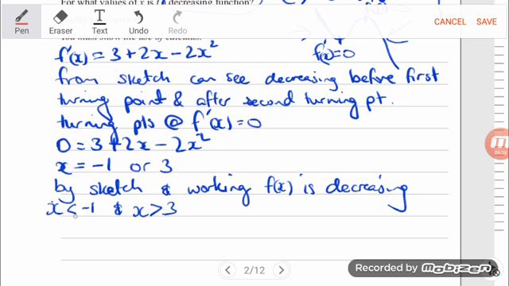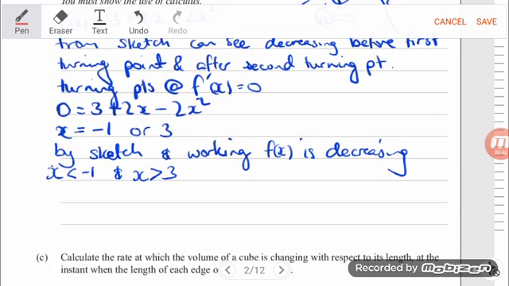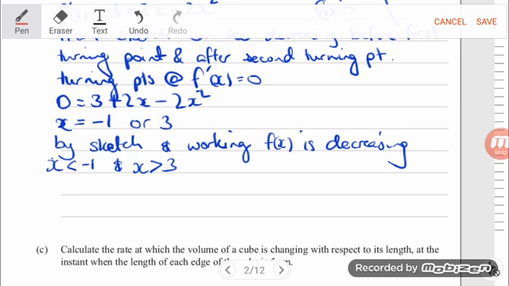Okay, don't put less than or equal to, because at x equals negative 1, the gradient function is 0. It is not negative or positive. So you cannot say it's a decreasing function at negative 1. Same with at 3.